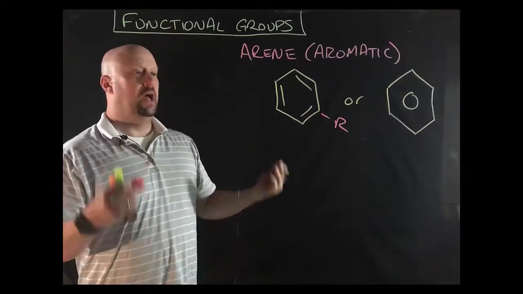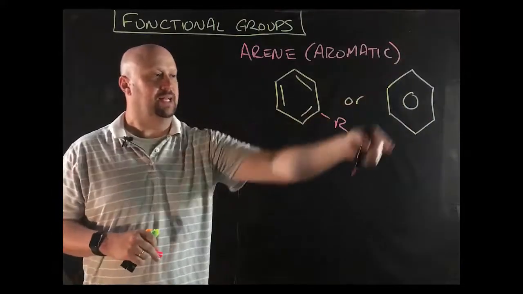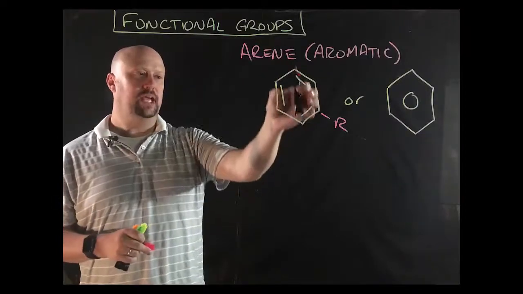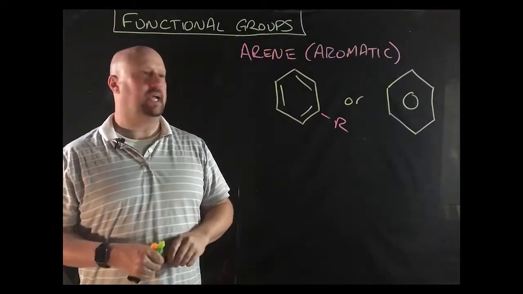We could put halogens off of it. We could put long chains of carbon off of it. We could do it at each of the 6 locations. If there's that ring in there and there are the delocalized electrons in there, it's an aromatic structure.